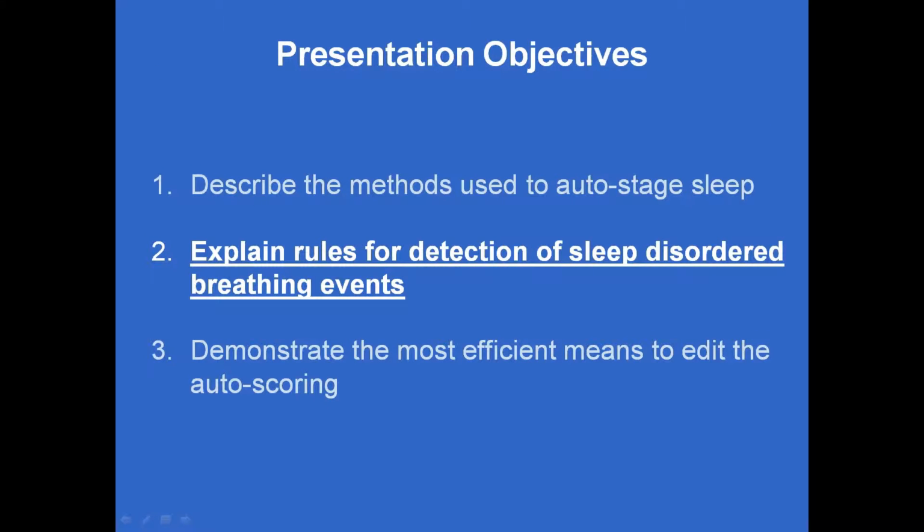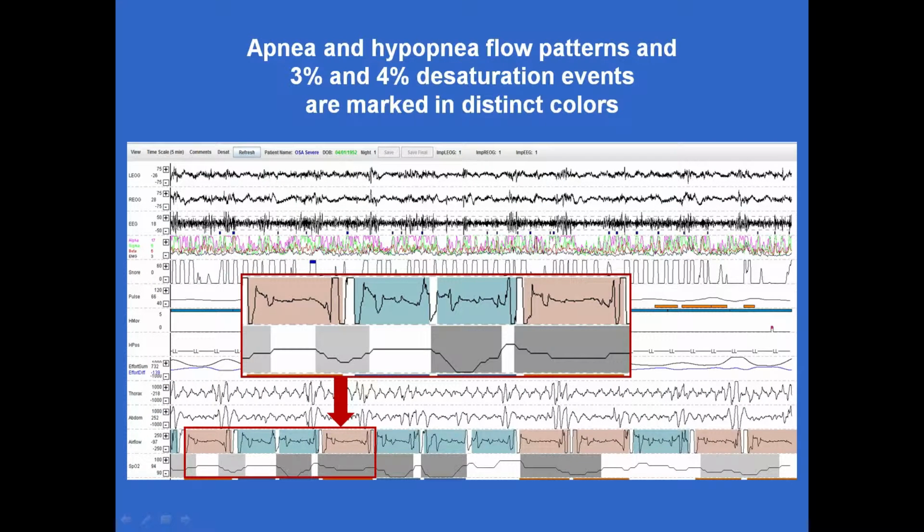Next, we will review the rules used to detect sleep disorder breathing. 10-second cessations in airflow are marked in pink, and greater than 30% reductions in airflow are marked in blue.